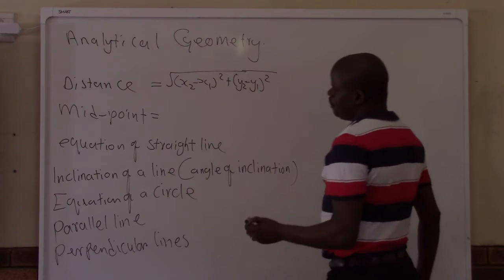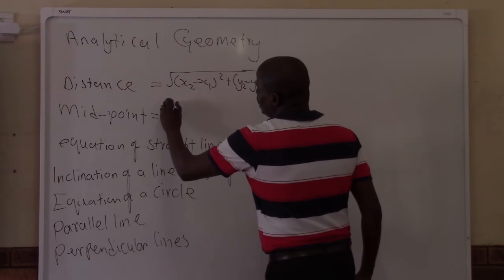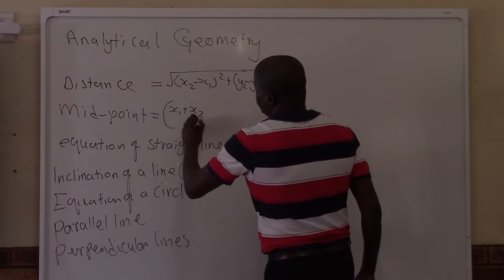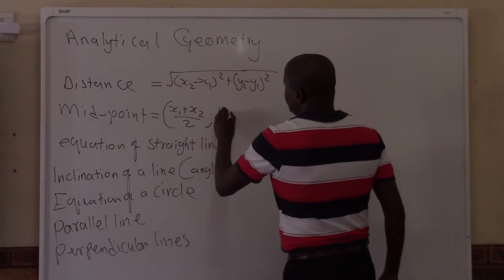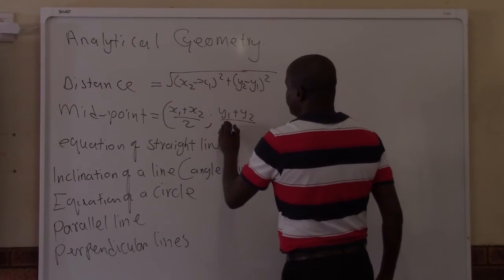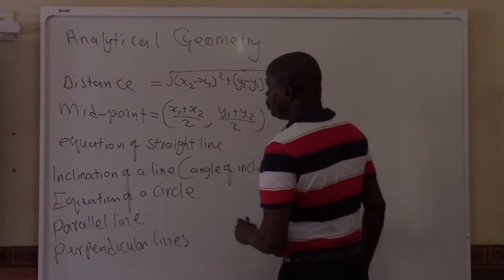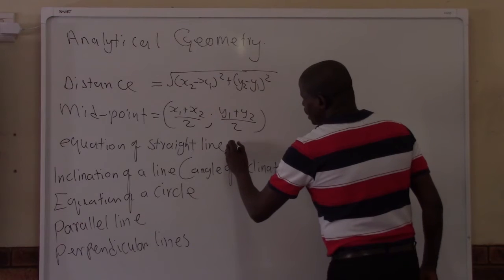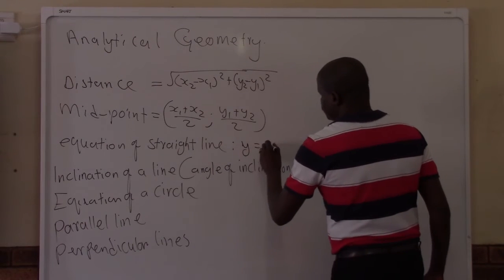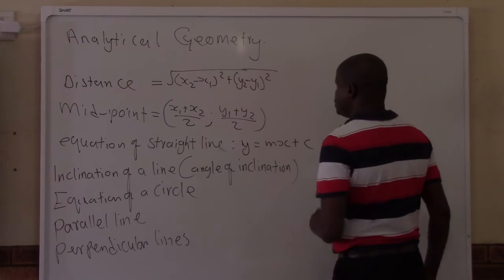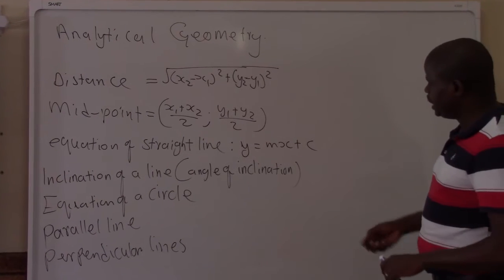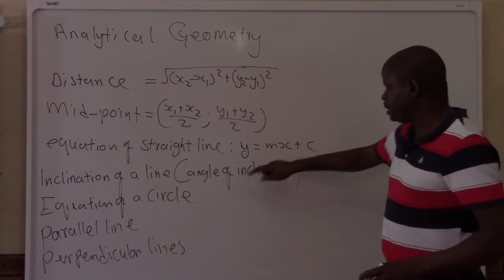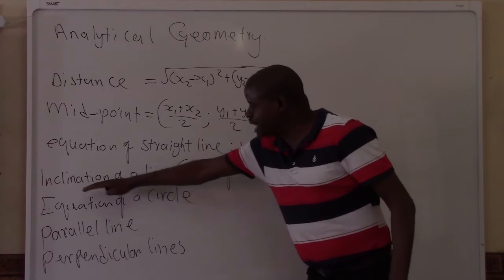And then we have the midpoint. When we talk about the midpoint, we say x1 plus x2 over 2, and then y1 plus y2 over 2. Then the equation of a straight line, in most cases, is y equals mx plus c. In this one, the m is for the gradient, and the gradient is where we talk about the inclination of a line.